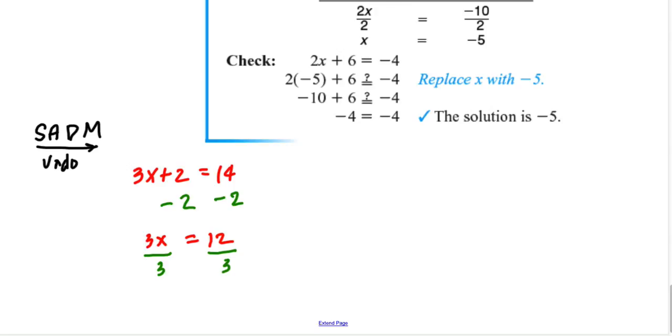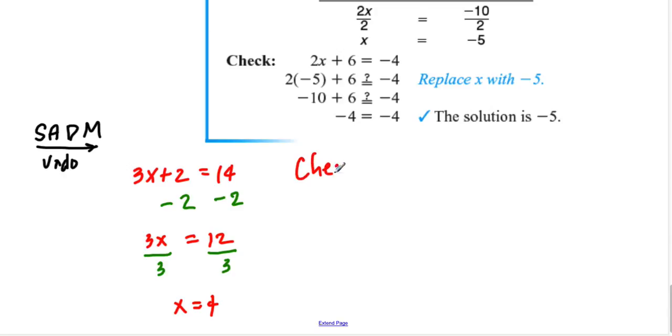End up with x equals 4. Because the 3 over 3 is 1, which is 1x, or the same thing as x. And 12 over 3 is 4. Okay? And the value of x is 4.